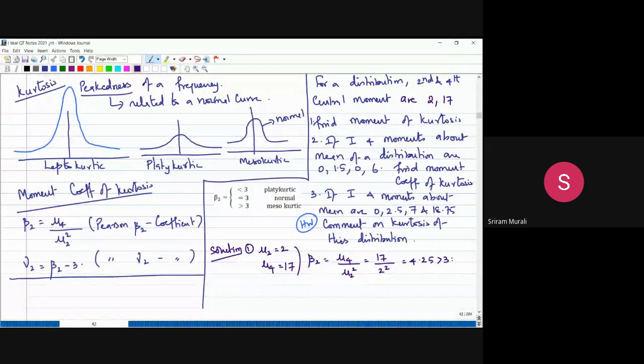Greater than 3, so what type of kurtosis is it? It is leptokurtic. The nature of kurtosis is leptokurtic.